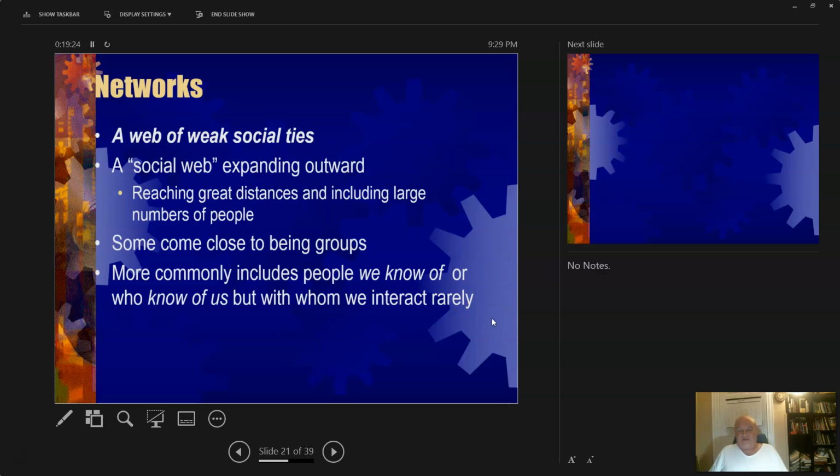A network is a web of weak social ties expanding outward. Now we talk about our social web, but these predate the existence of Facebook and Instagram and other social media. They reach great distances and include large numbers of people. They're sort of like groups. More commonly they include people we know of or who know of us, but with whom we interact rarely.